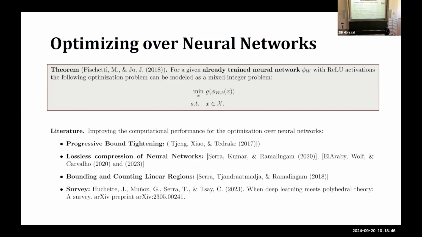There are a lot of works where they try to improve this optimization because these big M constraints are still very hard. You have a lot of neurons, so you have a lot of these big M constraints and a lot of variables. So this is still a very hard problem to solve. But there are a lot of works who try to improve it. You can do progressive bound tightening, lossless compression of neural networks, so somehow shrinking these neural networks. And there is a nice survey here where they connect deep learning with polyhedral theory, which is also connected to what I just showed you.